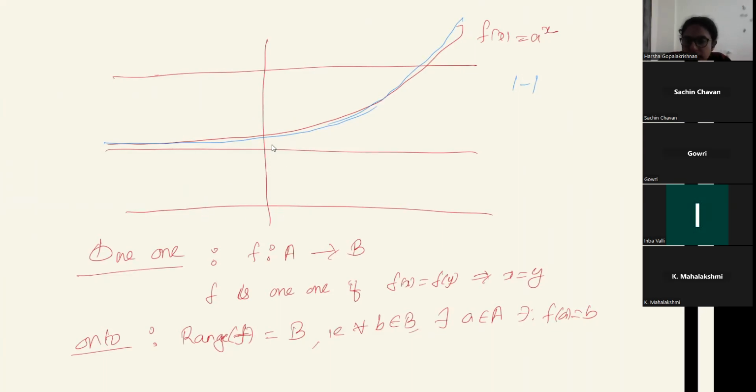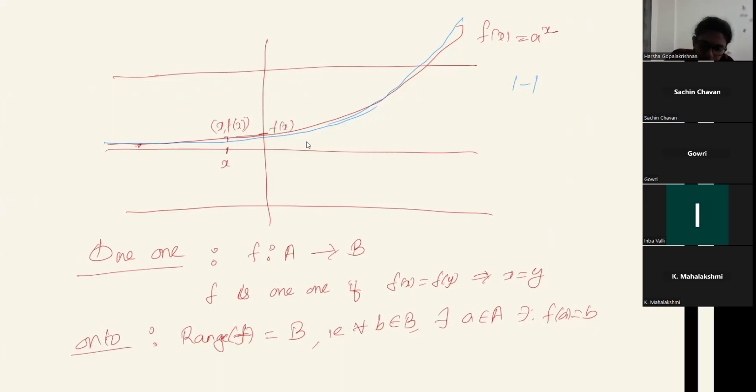What does this mean? This graph, or the function f, covers only the positive y-axis. That means the image lies on the positive y-axis only. So whatever point x I am taking here, f of x will be like this. That means this is our f of x. This f of x is always greater than 0.